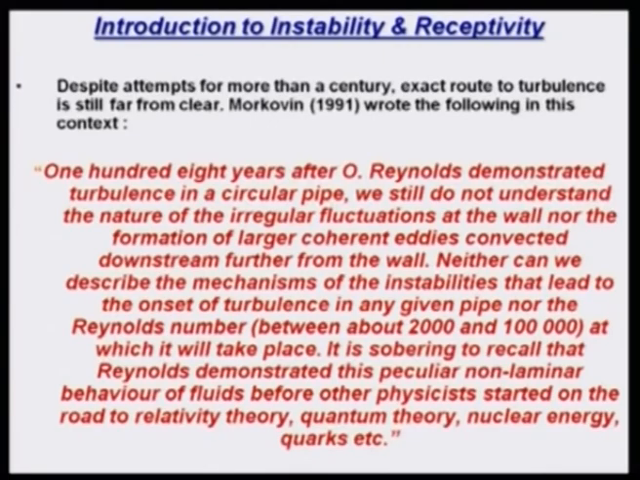This is a sort of advice that he gave: it is sobering to recall that Reynolds demonstrated this non-laminar behavior of fluid before other physicists started on the road to relativity theory, quantum theory, etc. We have made so much progress in those areas of physics, but when it comes to explaining turbulence, we are not very comfortable even today. So, I think we should keep this in mind.